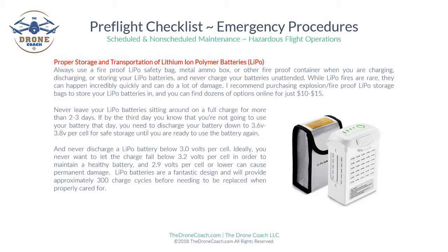Never leave your LiPo battery sitting around on a full charge for more than 2 to 3 days. If by the third day you know that you're not going to be using your battery, discharge it. And discharge your battery down to about 3.6 volts to 3.8 per cell for safe storage until you're ready to use again. Never discharge a LiPo battery below 3 volts per cell.